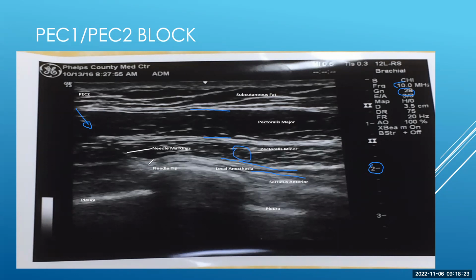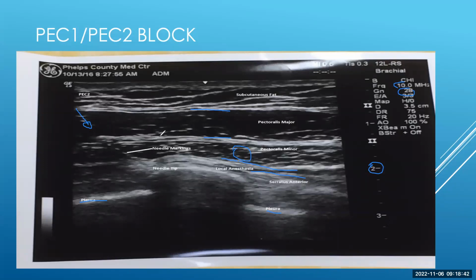You see our needle coming in, and as I'm injecting local anesthetic, the tip of the needle came in contact with the rib. And you can see another hyperechoic structure here, which is the pleura. Obviously important to avoid that. It's also very important to note it.